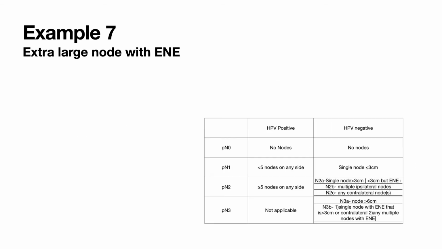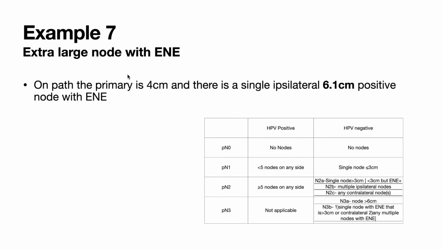There you go. So path, the primary is 4 centimeters, and there's a single ipsilateral 6.1 centimeter positive node with E&E. So remember, there's no N3 category for pathologic HPV, so this 6.1 centimeter is irrelevant. So we have a T2 single ipsilateral, that's going to be T2N1, and look at this huge difference between HPV positive and HPV negative. So T2N1 for HPV positive, and we have a T2N3B.